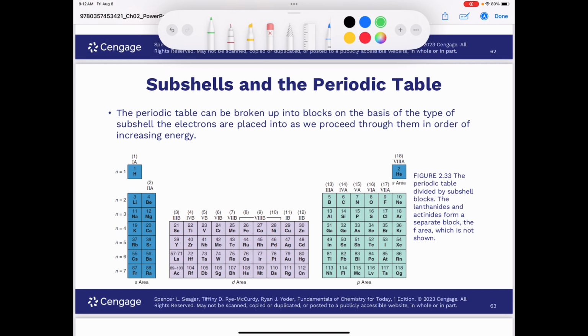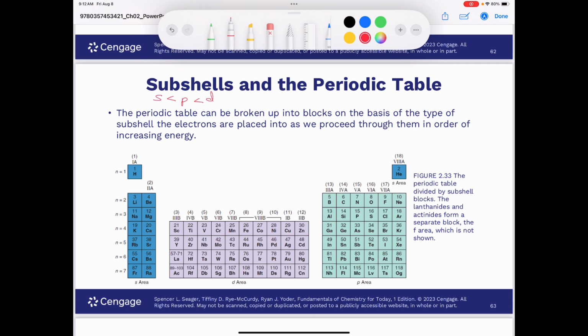So, subshells in the periodic table. Remember, we have our shell, which is our n number, right? n is equal to 1, 2, or 3. The subshells are the s, p, and d, okay? Now, it turns out that the periodic table can be broken up into blocks on the basis of the type of subshell the electrons are placed into as we proceed through them in order of increasing energy.